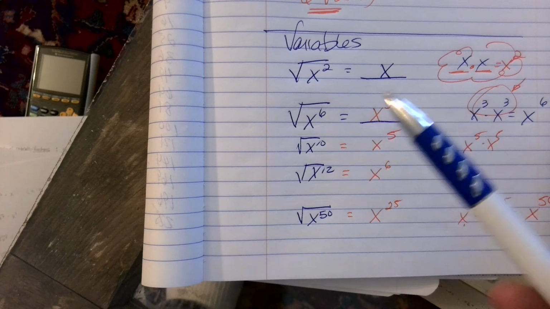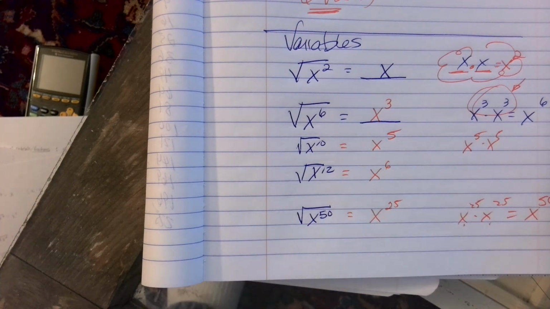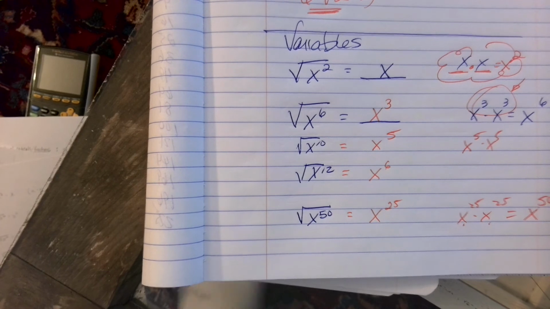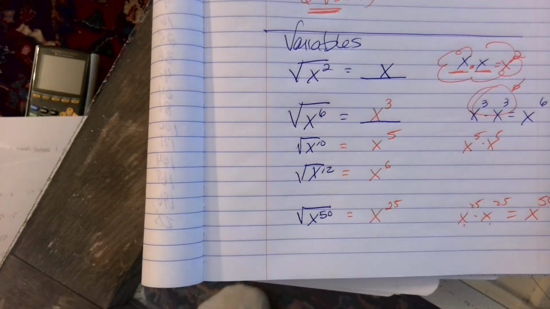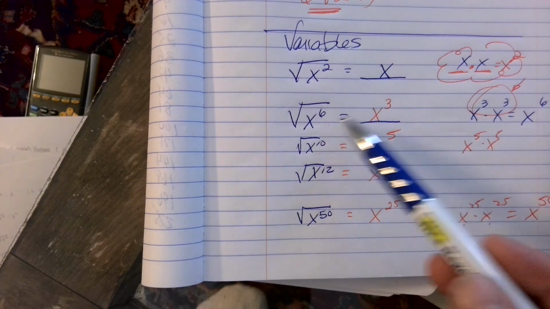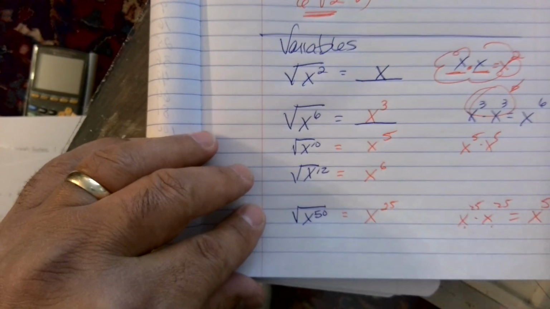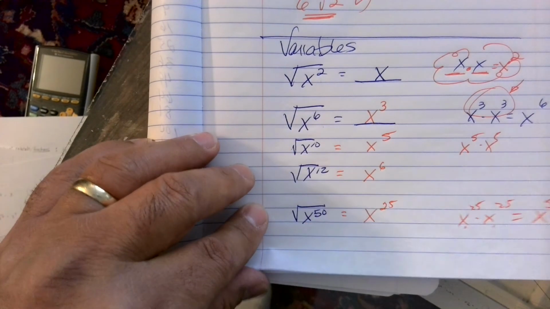Right, so we also notice that I used all even exponents under there. When I take the square root of an even exponent, right, it's really just dividing them by 2. Right, 2 divided by 2 gives me 1. 6 divided by 2 gives me 3. 10 divided by 2 gives me 5. So those are pretty easy as long as you have even exponents.